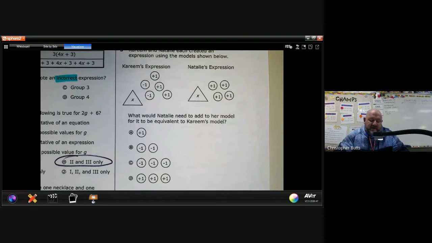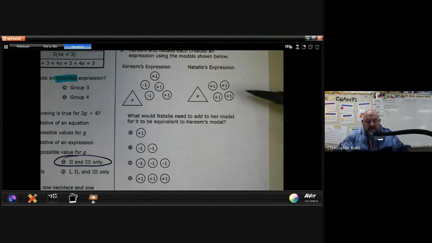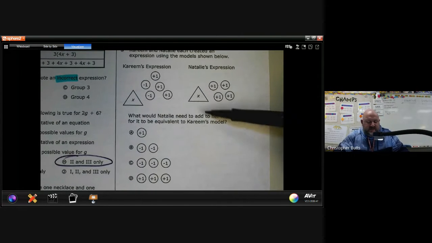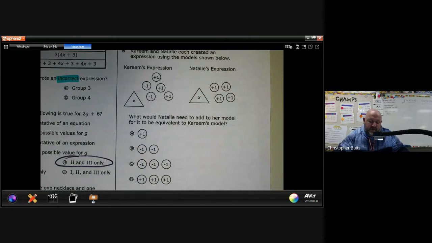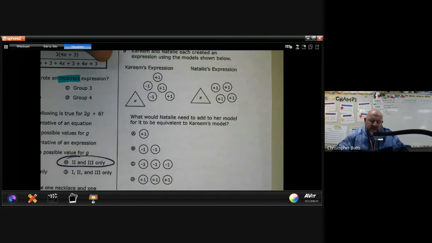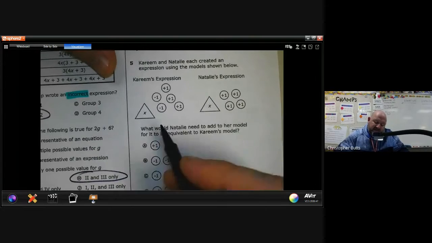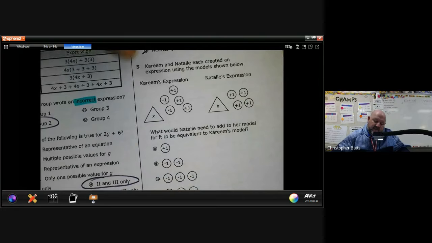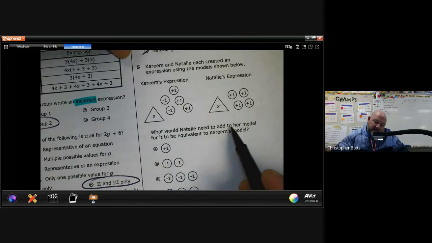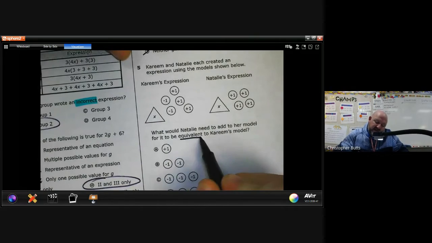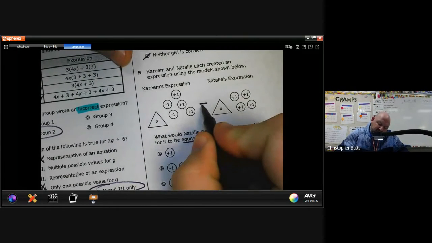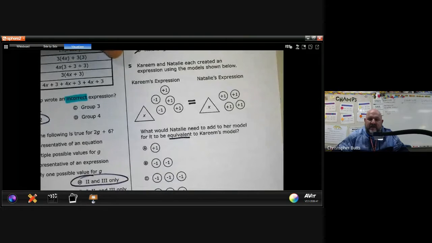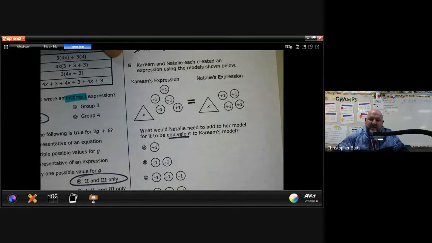Some of you might be freaking out a little bit going, oh my gosh, they're triangles instead of rectangles. It doesn't make any difference, okay? We can still use these models. Let's talk about what we have first, before we try to figure out what to add to this one. What would Natalie need to add to her model for it to be equivalent? Meaning, if we want these 2 things to be equal to each other, they're not right now, so we've got to figure out what's going on with them.